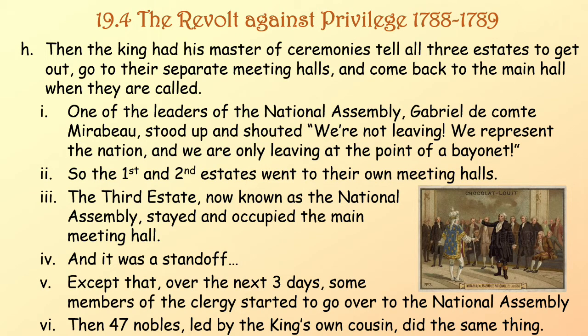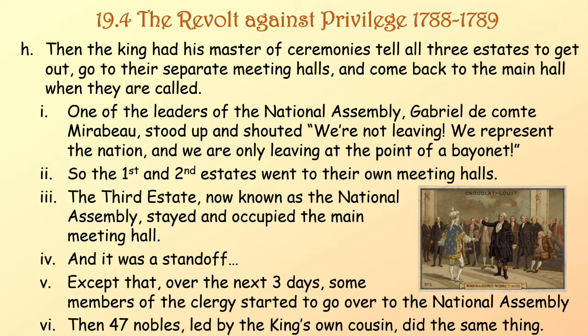Then the king had his master of ceremonies tell all three estates to get out and go to their separate meeting places and come back to the main hall when they were called. One of the leaders of the National Assembly, Gabriel de Comte Mirabeau, stood up and shouted, "We're not leaving. We represent the nation, and we are only leaving at the point of a bayonet."